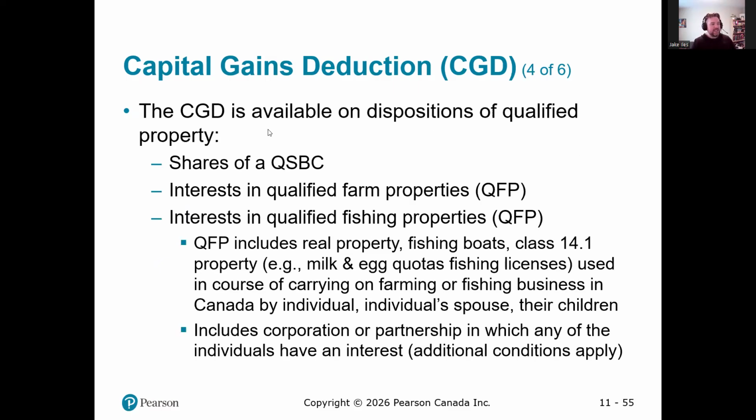So the capital gains deduction is available on dispositions of qualified property. To be qualified, it has to be a share of a qualified small business corporation or interest in qualified farm property. Now, farm properties don't just include the land for farming. It can include the real property, fishing boats. Class 14.1 probably has specific quotas related to the business, and they must be used in carrying on a farming or fishing business, either by you, the individual, or the individual's spouse or children. This includes a corporation or partnership in which any of the individuals have an interest.